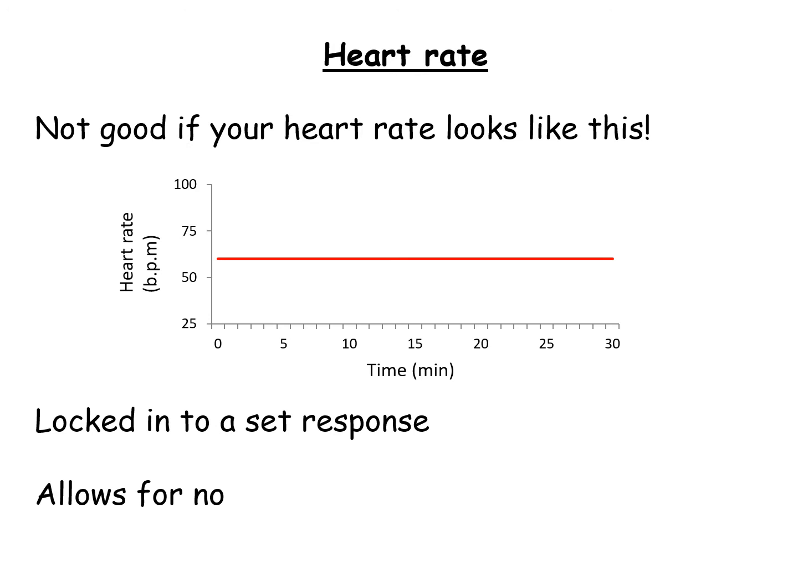So if our heart rate is consistent, we'd have simply something like this. Nice flat line at 60 beats per minute across all times. Does that look like a good, healthy heart rate? Okay, it's locked into a set response and allows no flexibility or adaptability.